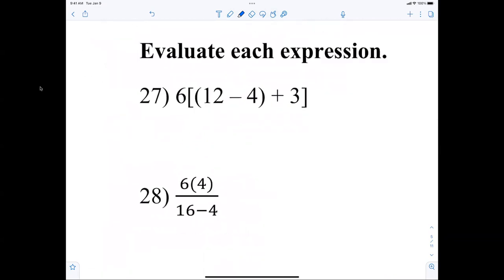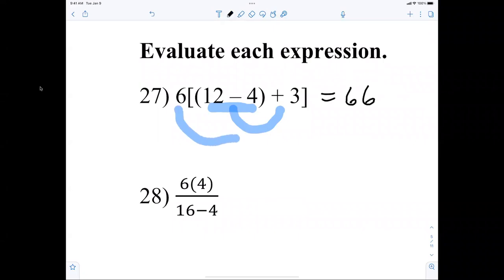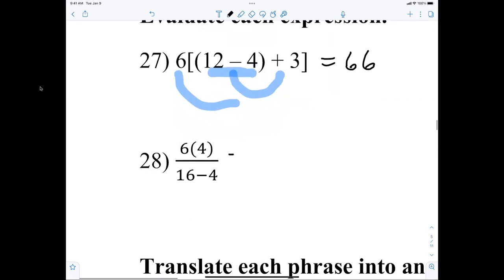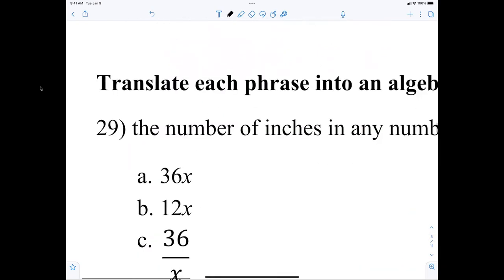All right, come on now, let's practice our mental math here. Work inside, right? 12 minus 4 is 8, plus 3 is 11, times 6 is. Good job. All right, here we multiply the top, 6 times 4, and then 16 minus 4, 24 divided by 12. Beautiful. All right, I told you, easy.